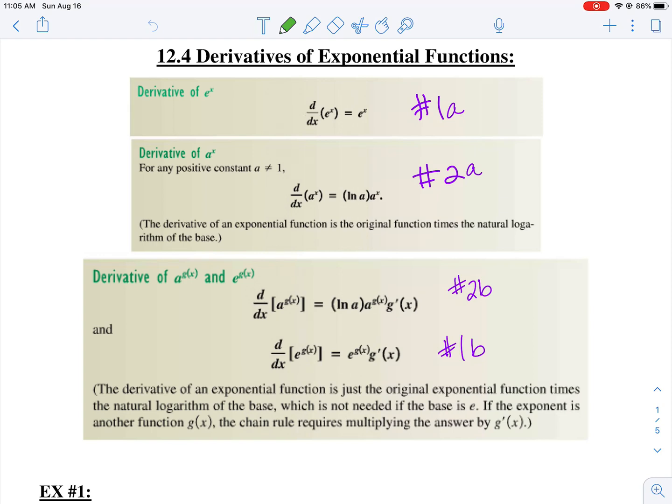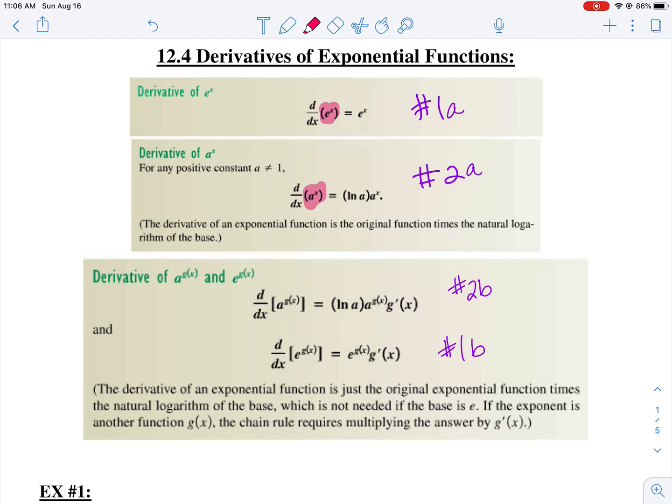Now, we're going to learn a couple more rules. These are the only rules that you will be given during your test. So I have a formula sheet that I will provide for you on your Chapter 12 exam that has these derivative rules. These derivative rules are the derivative of e to the x, the derivative of a to the x, which a is just any positive number except for 1.